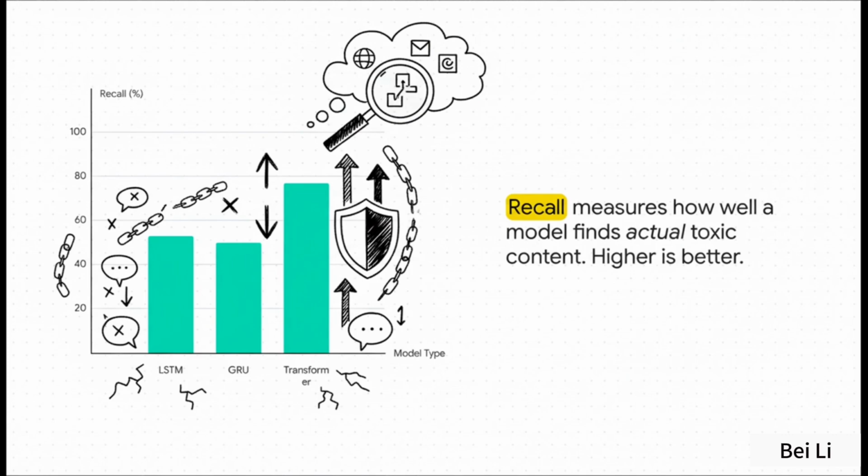Now, let's zero in on what I think is the single most important metric here, and that's recall. See, recall measures how many of the actual toxic posts the model successfully identified, and the difference here is just staggering. The LSTM and GRU, they only found about half of the toxic comments. They let the other half slip right through the cracks. In a real-world moderation system, that's just a failing grade. The Transformer, on the other hand, caught 77%. That makes it vastly more effective at doing its one core job.